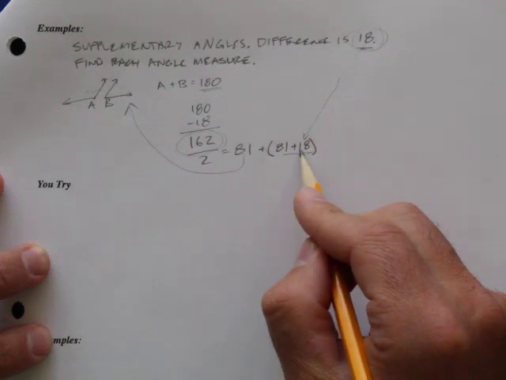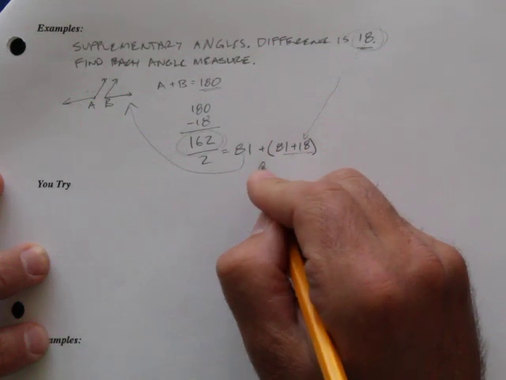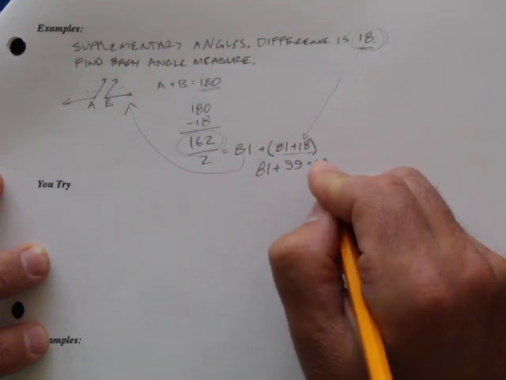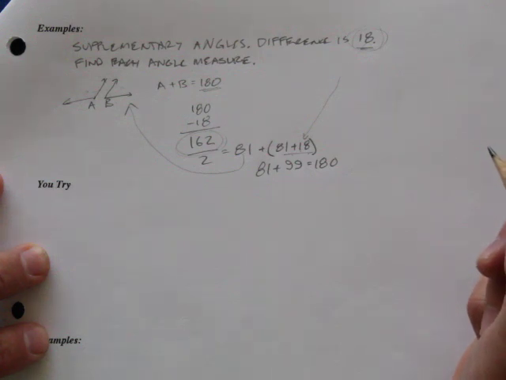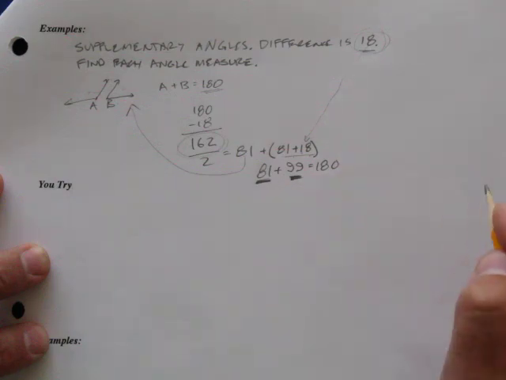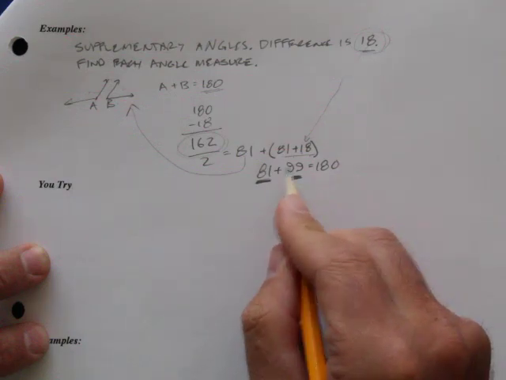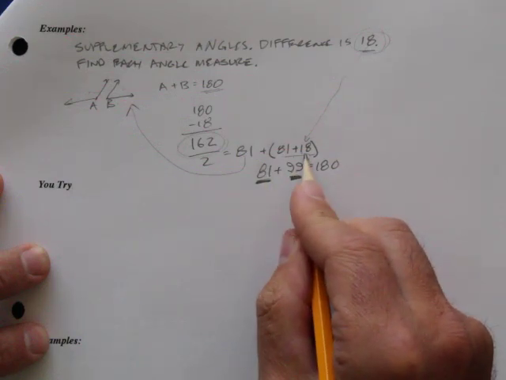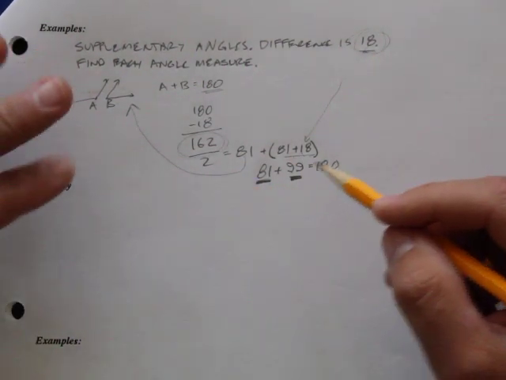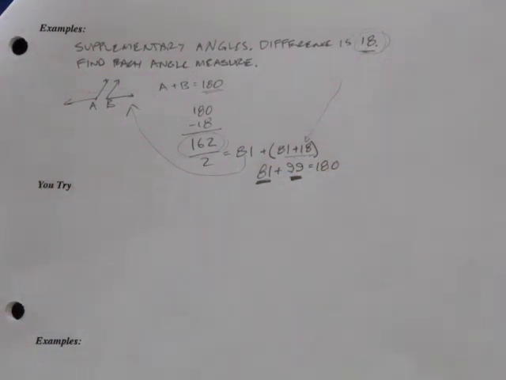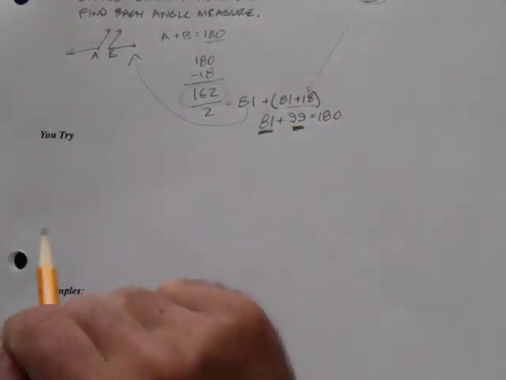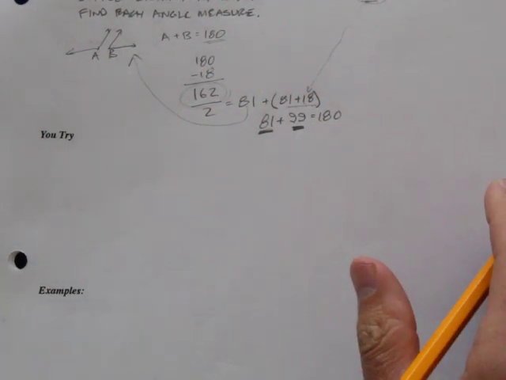So if I add these together, 81 plus 18 is 99. That gives me 180. So one angle is 81 degrees, and one angle is 99 degrees. And if I subtract them from one another, I get the difference, which is 18 degrees. So if that didn't make sense, rewind, watch that again, and see if maybe I made more sense the second time. Here is a U-try.